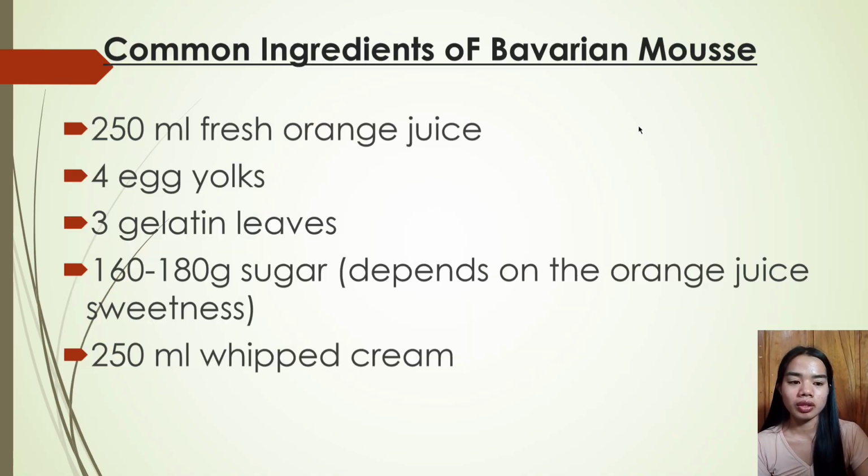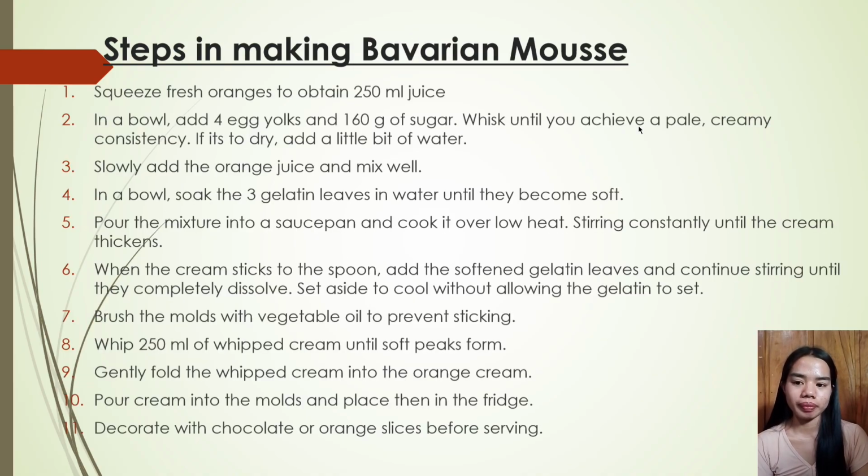And I have here yung isa sa mga recipe ng Bavarian mousse. So, we need 250 ml fresh orange juice, 4 egg yolks, 3 gelatin leaves, 160 to 180 grams of sugar. It depends on the orange juice sweetness. And 250 ml whipped cream. And we have here also the steps in making Bavarian mousse.